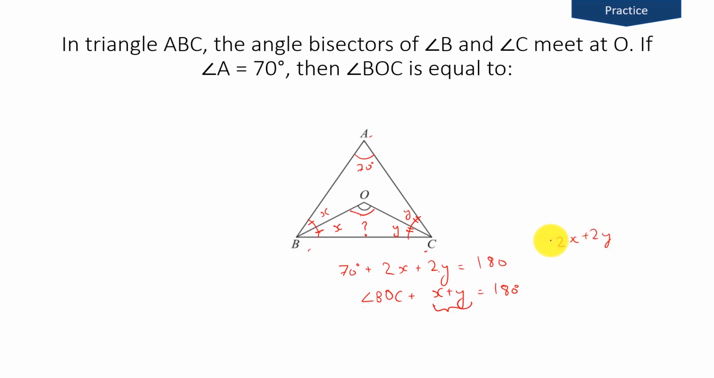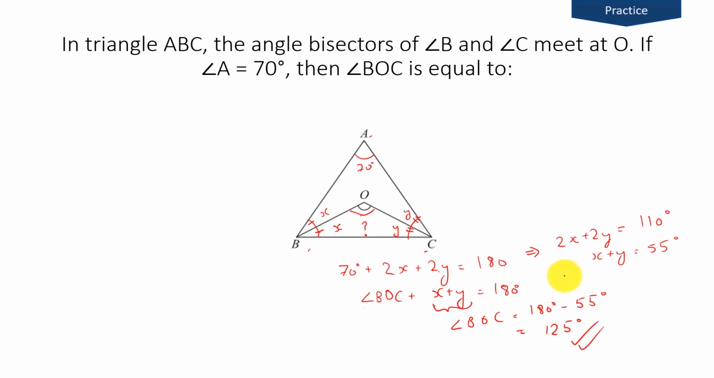So 2x plus 2y is equal to 180 minus 70, so 110 degrees. So x plus y is equal to 55 degrees. We can replace that here. I'm going to find that BOC is equal to 125 degrees. So we do not need to find individually what is the value of x and what is the value of y. In both the equations, we only wanted x plus y, and we got the value of x plus y from the first equation.